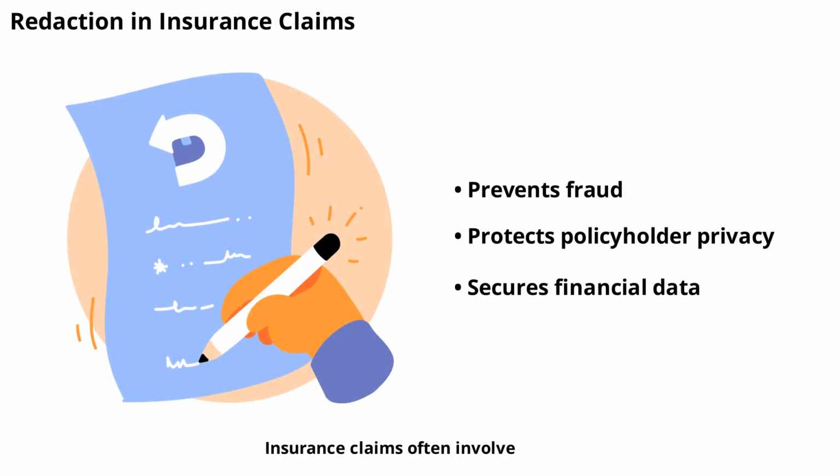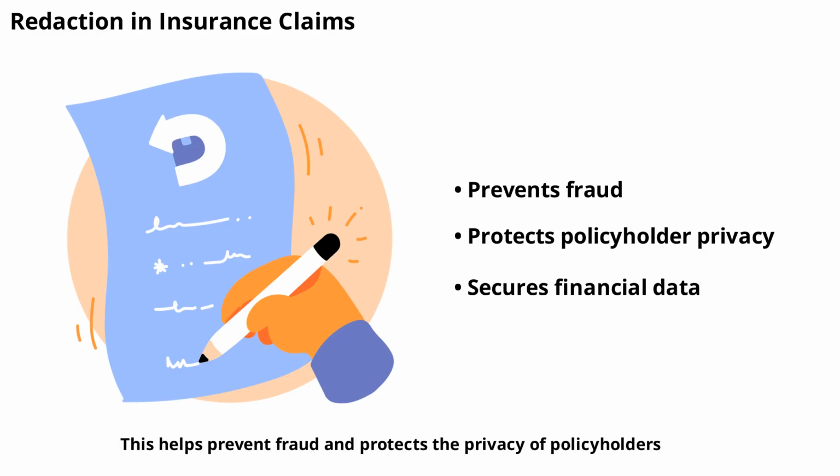Insurance claims often involve sensitive, personal, and financial information. When claims are reviewed or shared with third parties, redaction is used to remove details that could identify claimants or reveal confidential data. This helps prevent fraud and protects the privacy of policyholders.